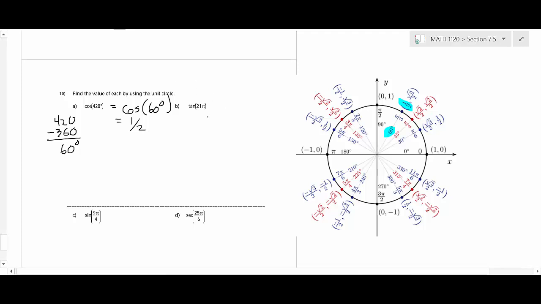Okay, 21 pi. How in the world are we going to do this? I always test over this. On your test next week, you will see big numbers like 21 pi, 99 pi, 98 pi, okay? It's got a pattern to it.